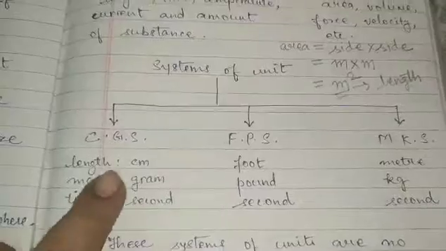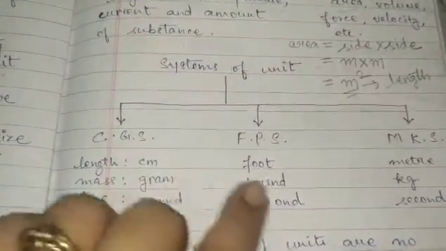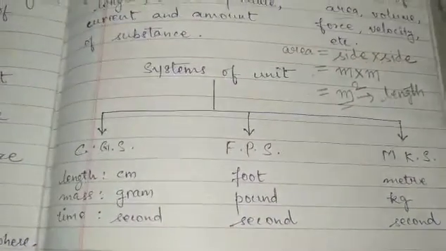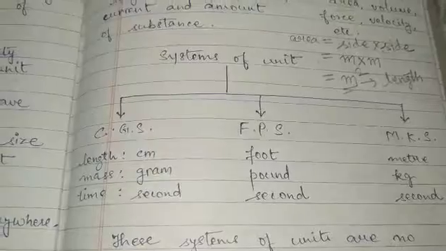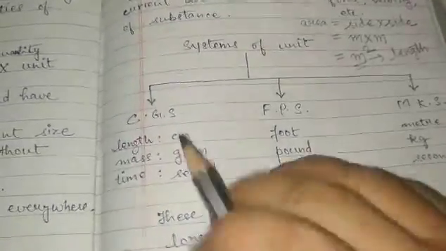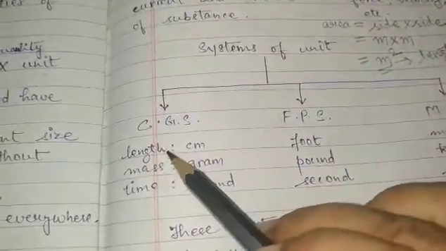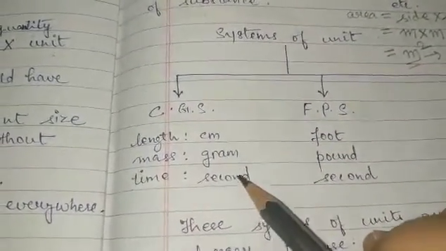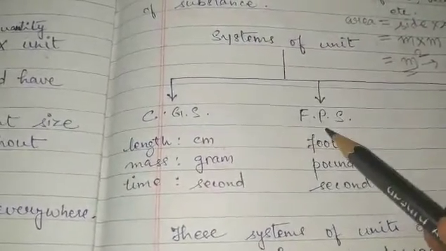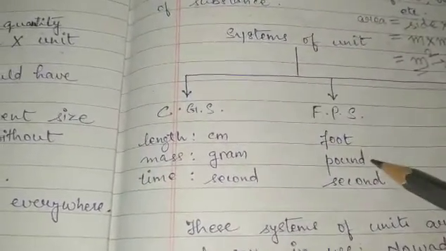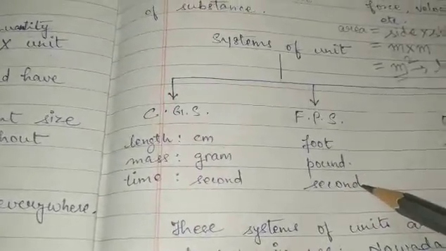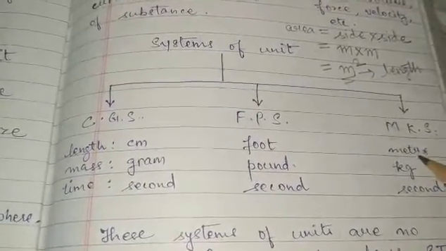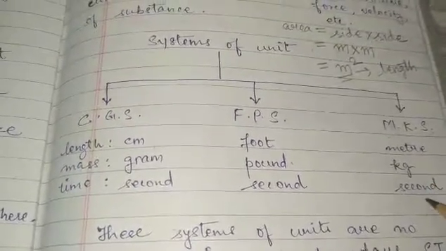So there are three types of systems: CGS system, FPS system and MKS system. In these three systems we are only talking about three quantities: length, mass and time. The unit of length in CGS system is centimeter, that of mass is gram, time second. In FPS system, foot, pound, second. So length is measured in foot, mass in pound and time in second. Then MKS: meter, kilogram, second. It measures length in meter, mass in kilogram, time in second.